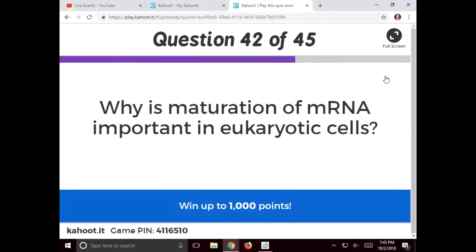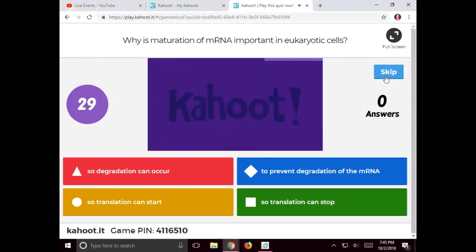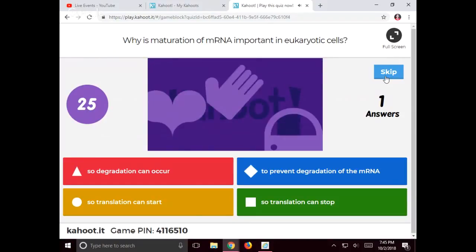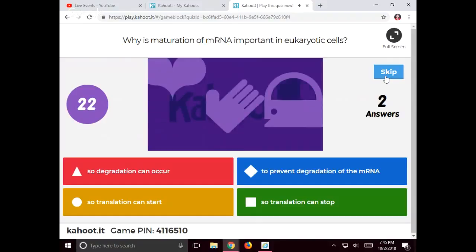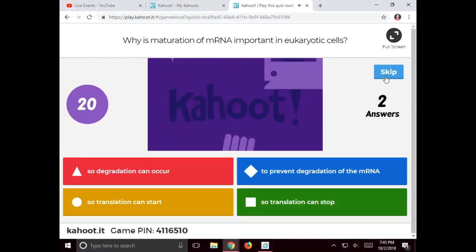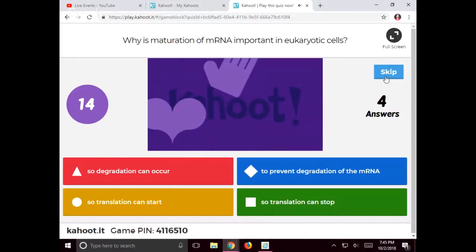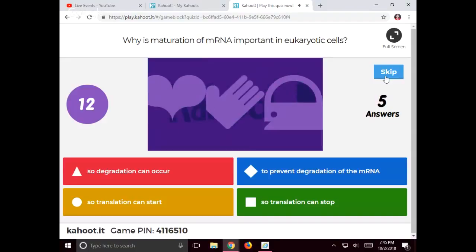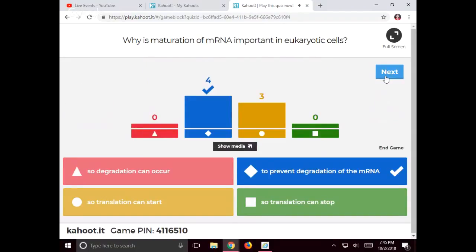Why is the maturation of mRNA important in eukaryotic cells? Is it so degradation can occur? Is it to prevent degradation? Is it to start translation, or is it to stop translation? Yeah, it's to prevent the degradation of the mRNA so that you don't have any errors happening in the proteins.